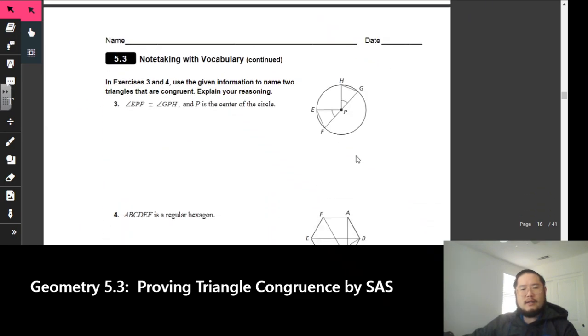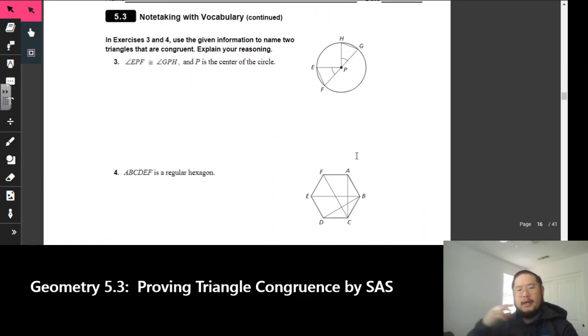Moving along, let's take a look at number 3. So it says, use the information and name 2 triangles that are congruent and explain your reasoning. I want you to treat this like a proof, okay? Think, well, what 2 triangles can we say are congruent? Give you a moment, maybe you could press pause, kind of think about it.